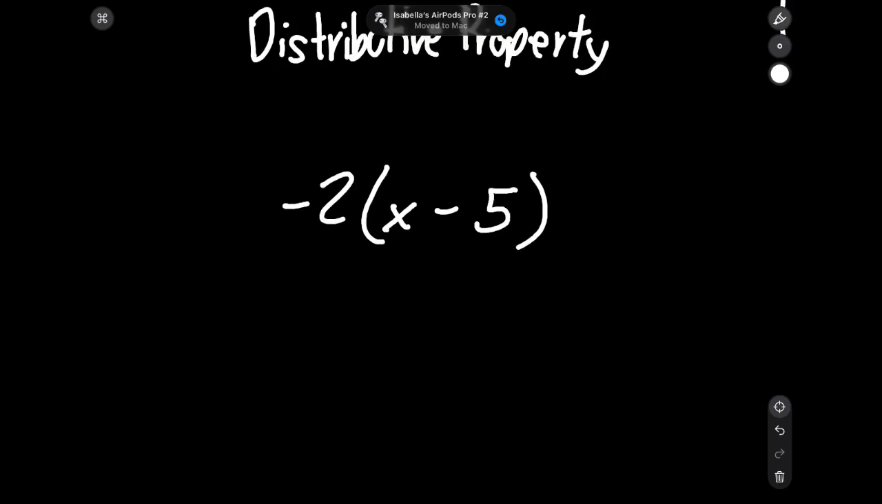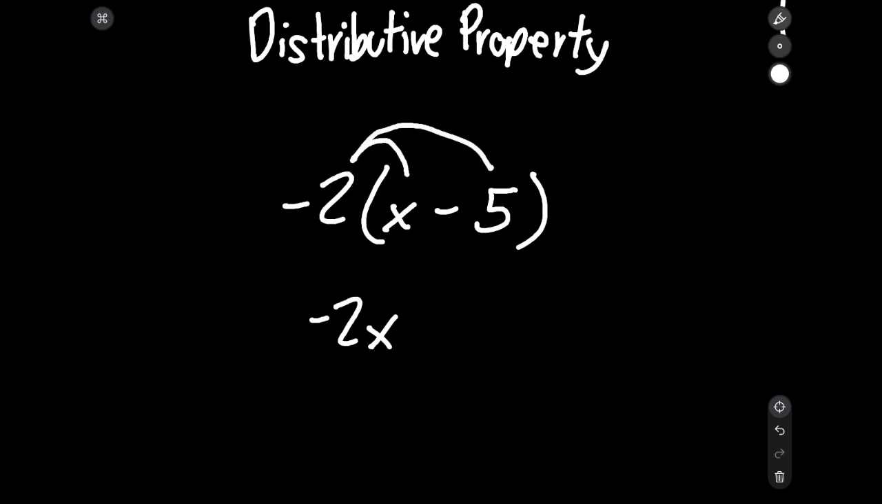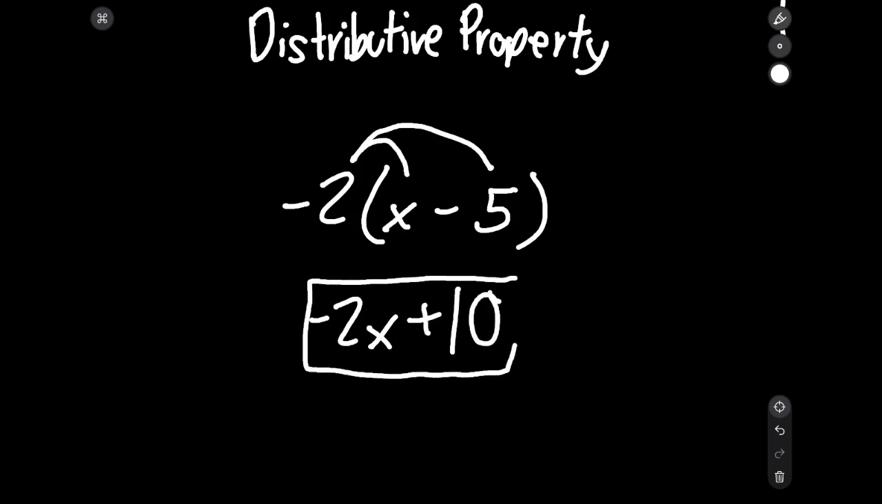For our next one, we have negative 2 outside and then x minus 5 inside. So first, we must multiply x by negative 2. That's just negative 2x. And then next, we multiply negative 2 by negative 5. And 2 negatives make a positive, so then we get positive 10. And that's our final answer.